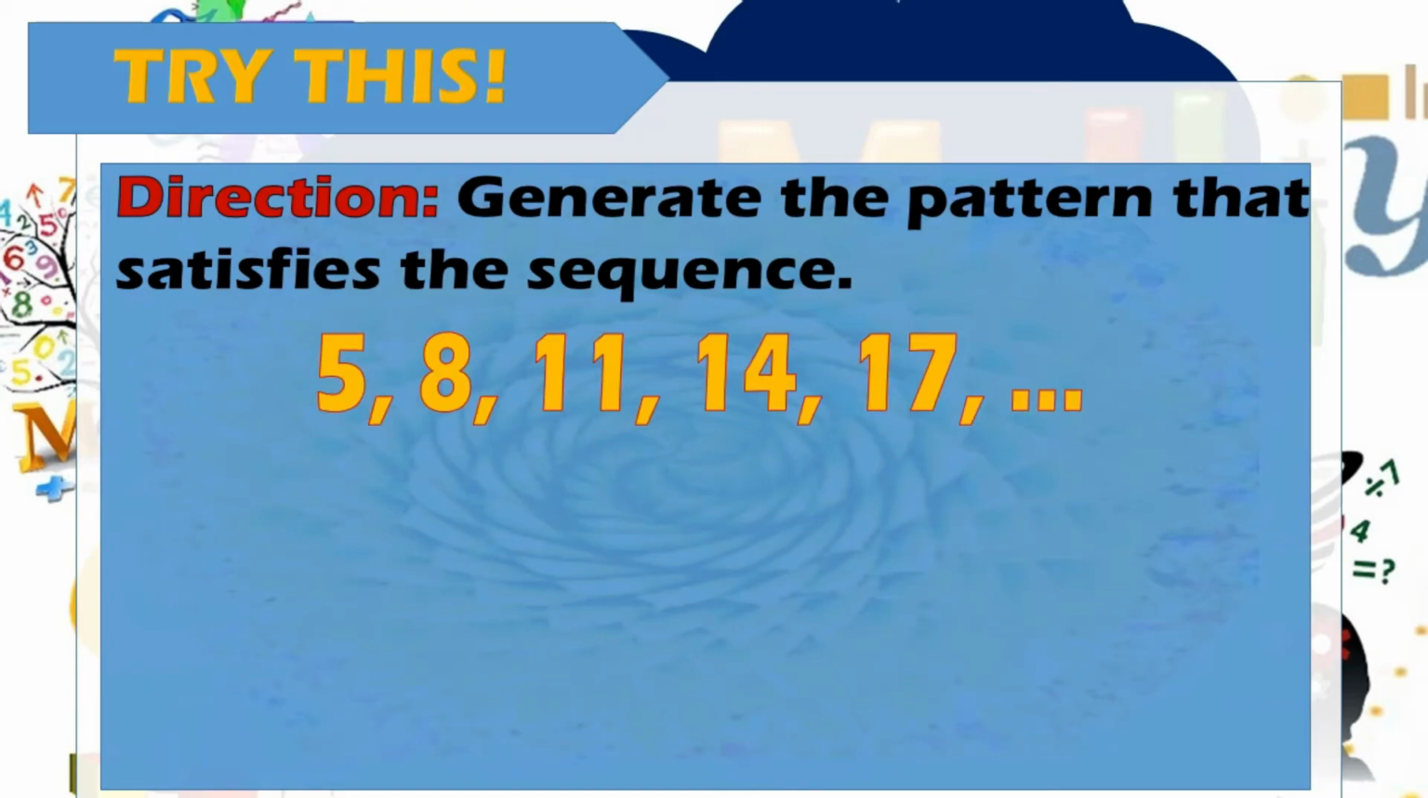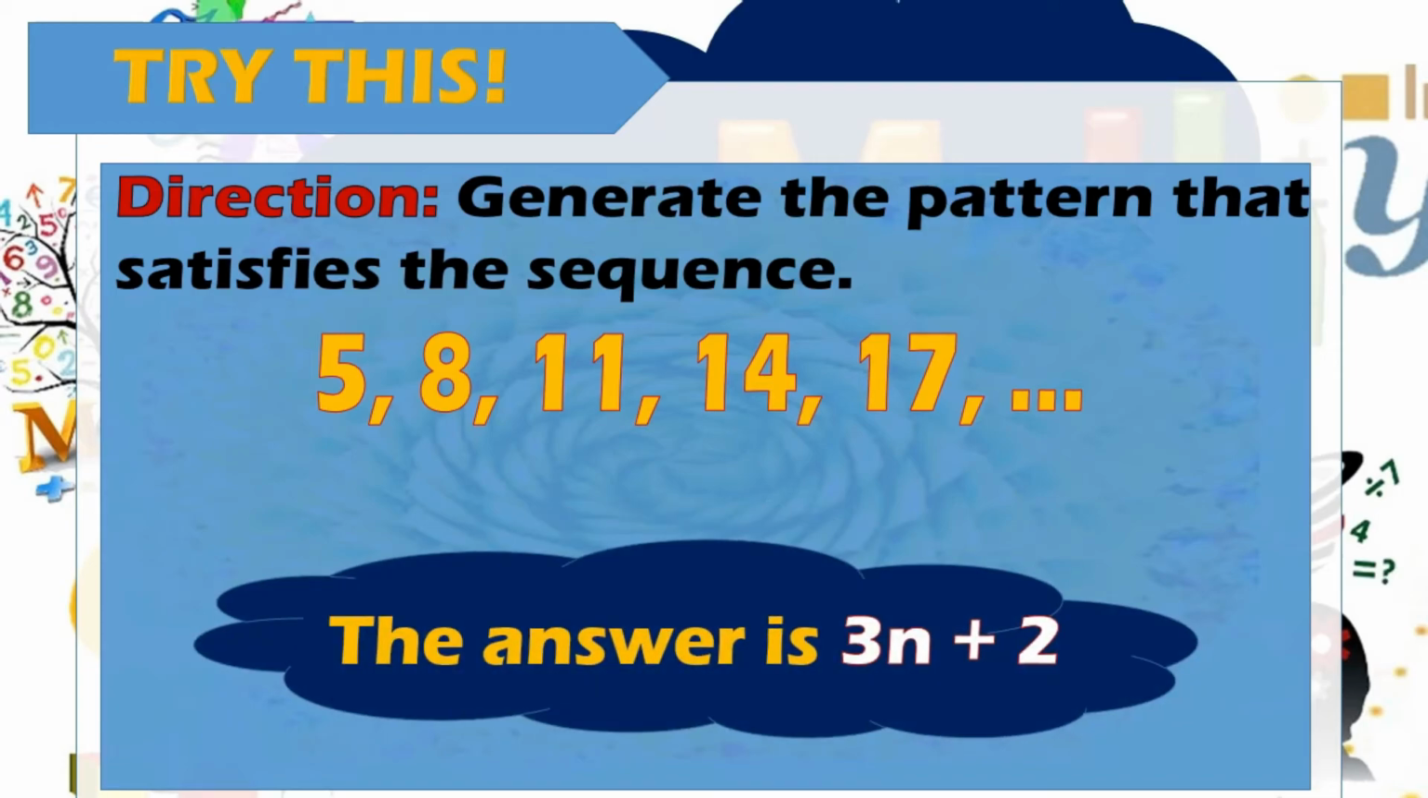Number 1. The given sequence is 5, 8, 11, 14, 17, and so on. Your time starts now. Alright, what is your answer? Correct, the answer is 3n plus 2.